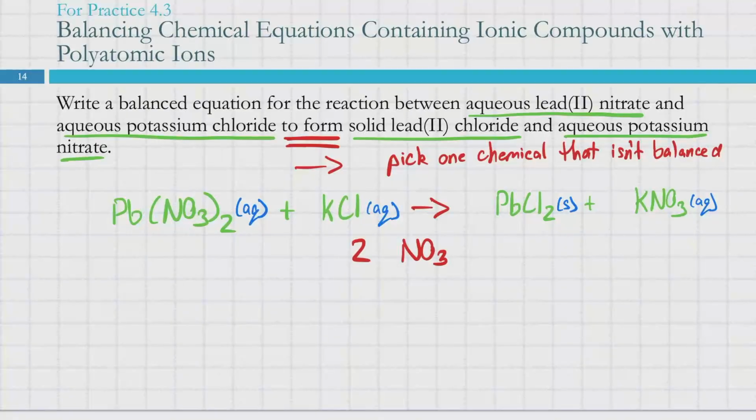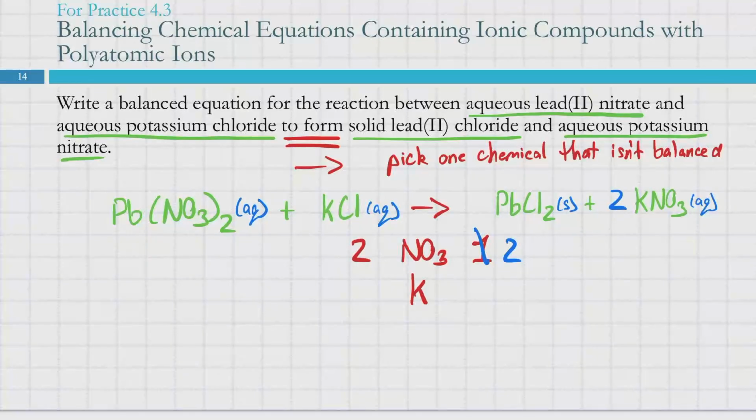On the left side, we have 2 because of this subscript in lead 2 nitrate. On the right side, we have 1 because we only have 1 potassium nitrate. To get those balanced, we need a coefficient of 2 in front of our KNO3, our potassium nitrate. What other than nitrate changed when we added this 2 in front of KNO3? Potassium. We're going to balance potassium next.